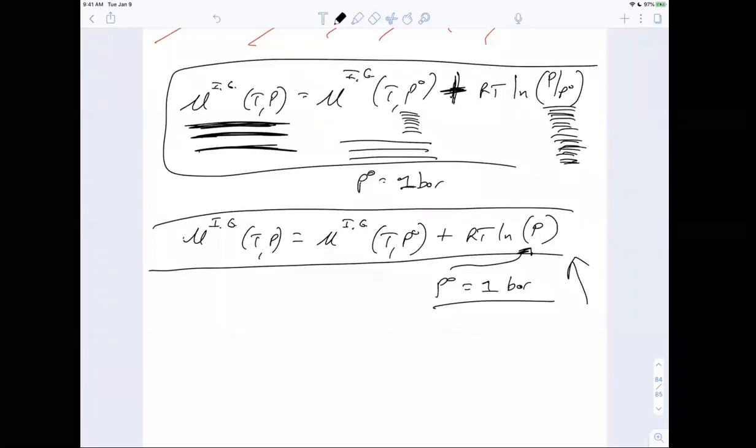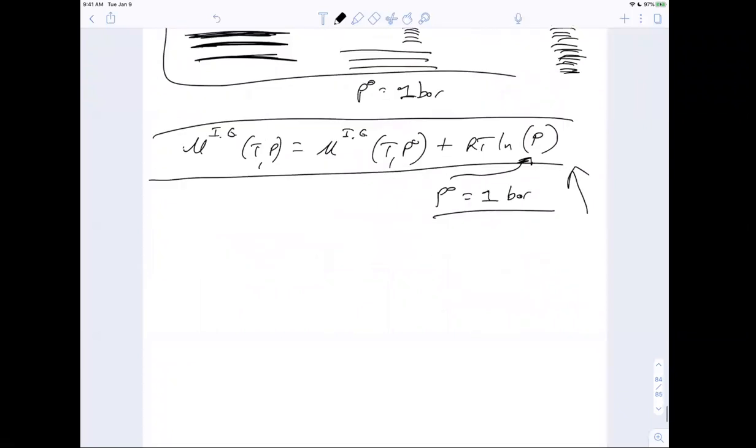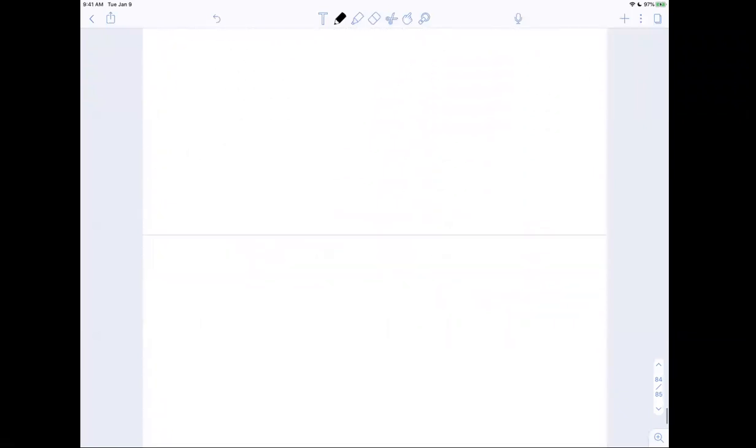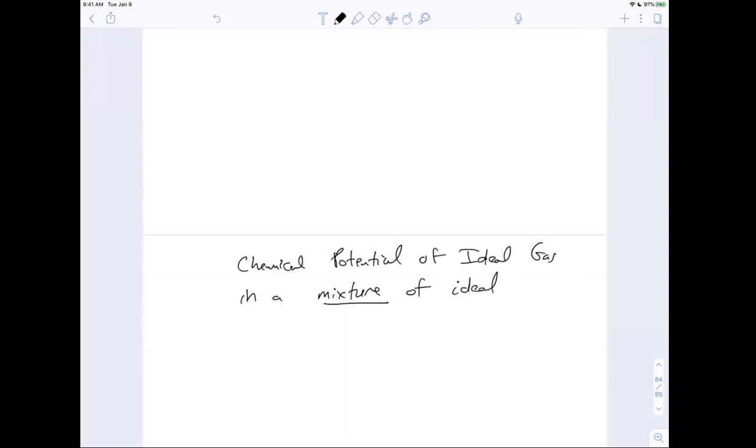All right, so let's go on now, and we'll use this expression to look at a particular problem or example. And here we want to look at the chemical potential of an ideal gas in a mixture of ideal gases.